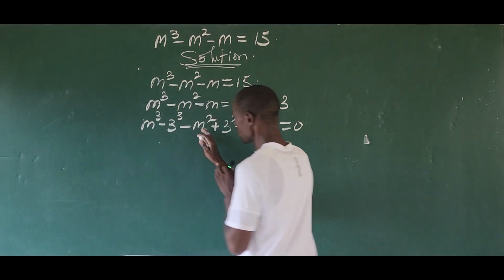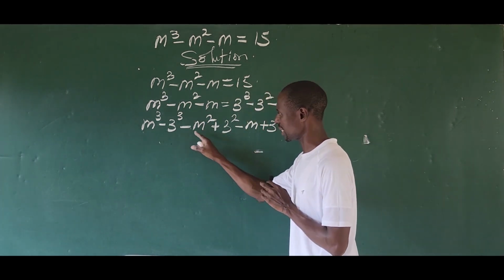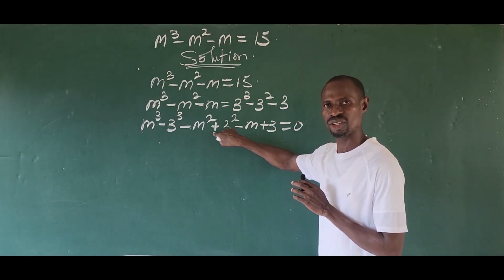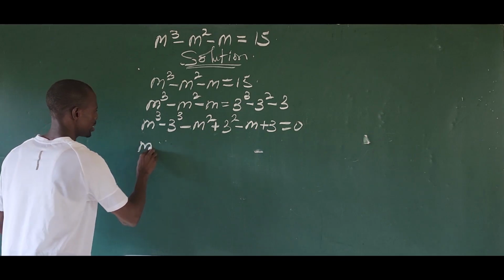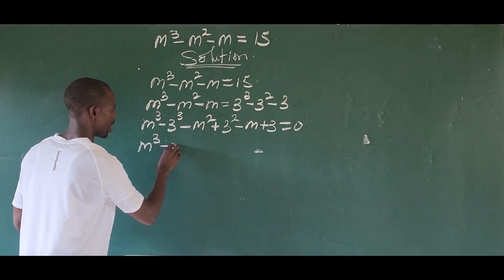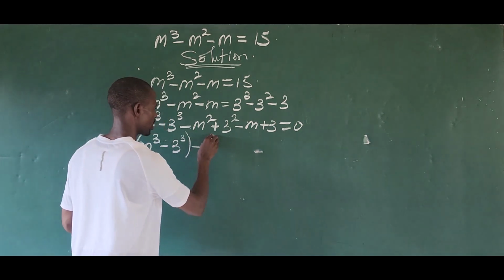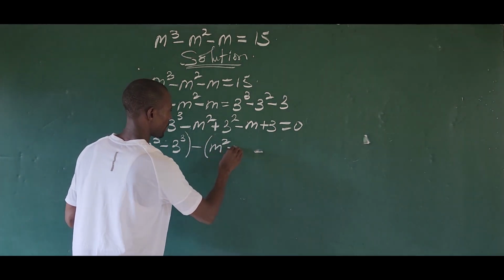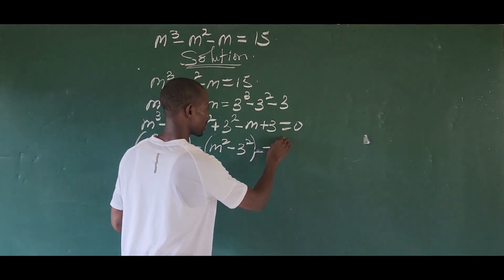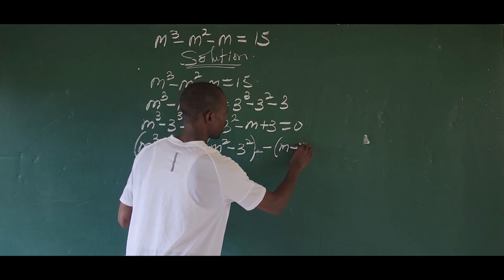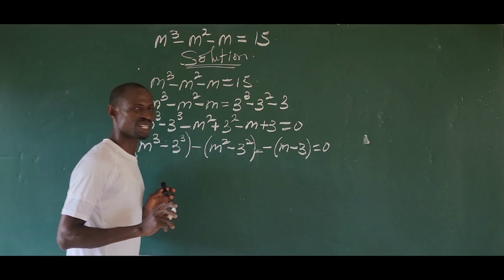Nice. Now, I can put this in bracket, put this in bracket, put this in bracket. But putting this in bracket, this sign will be affected. It will turn to a minus sign, and this will equally turn to minus sign. So let's go ahead and rewrite this. So we have m to the power of 3 minus 3 to the power of 3, in bracket, then minus bracket m to the power of 2 minus 3 to the power of 2 close bracket, then minus 3, m minus 3 equal to 0.